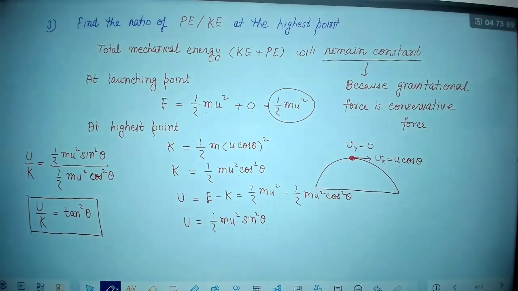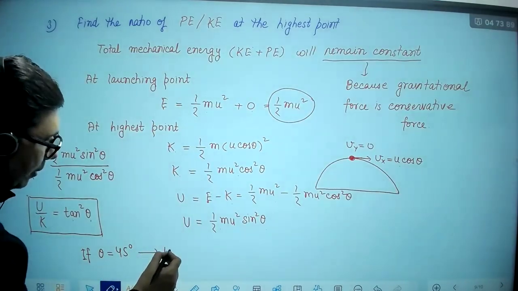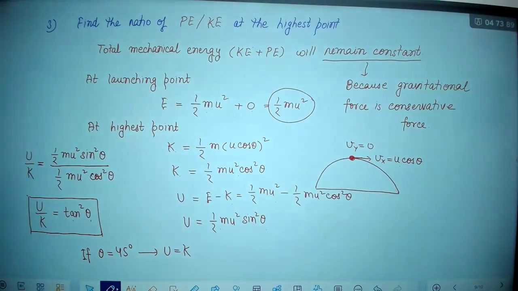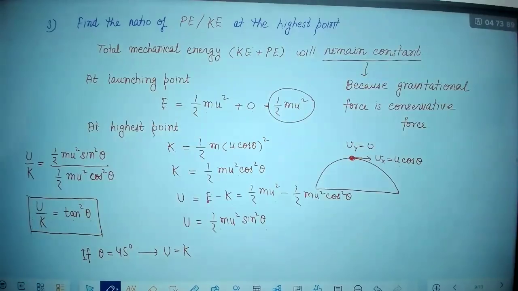Always remember. If you are launching the particle with theta equal to 45 degrees, then this will be tan 45, so that will be 1. In that case, at the highest point, potential energy will be equal to kinetic energy. So if you launch the projectile at an angle of 45 degrees with the horizontal, then at the highest point potential energy and kinetic energy will be equal, beta. Is it clear?